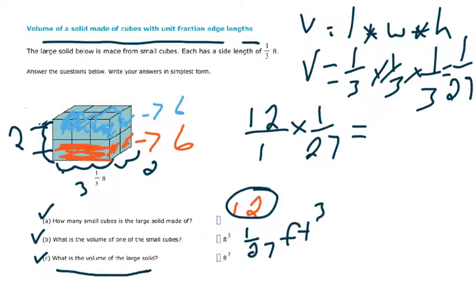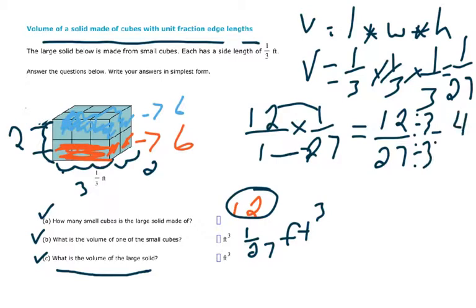Then this just becomes a multiplication problem. 12 times 1 is 12. 1 times 27 is 27. This can be reduced, and you always need to make sure you reduce things. Can you see a number that goes into both of them? And I see 3. So 12 divided by 3 is 4. 27 divided by 3 is 9.